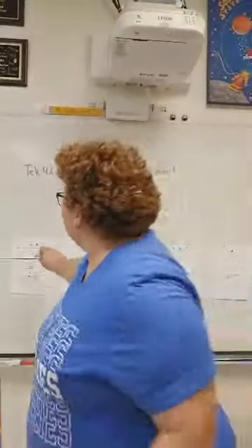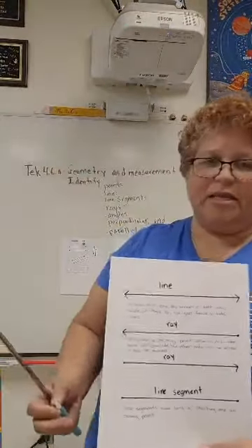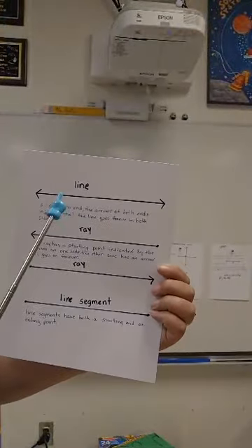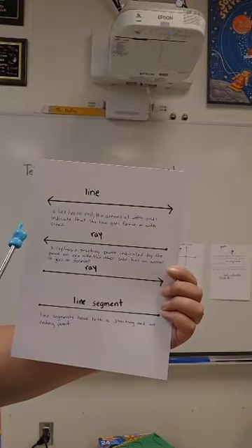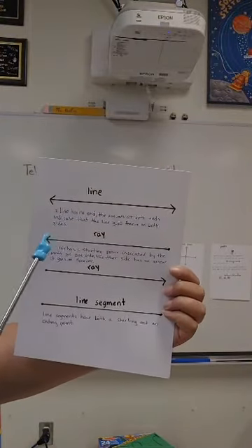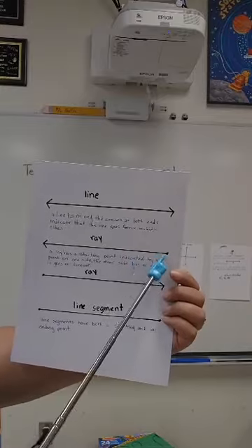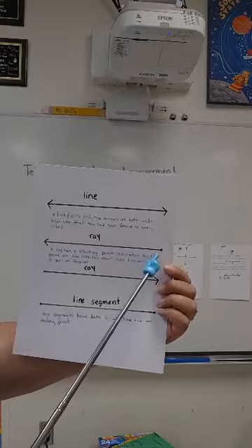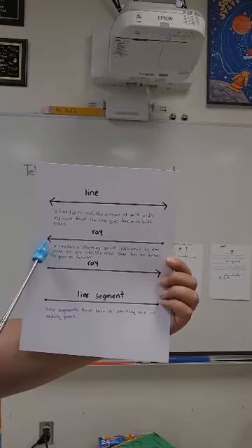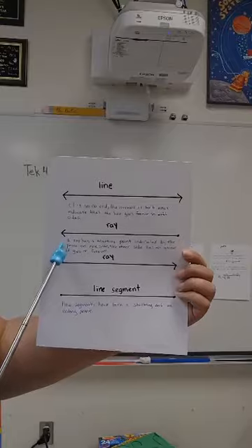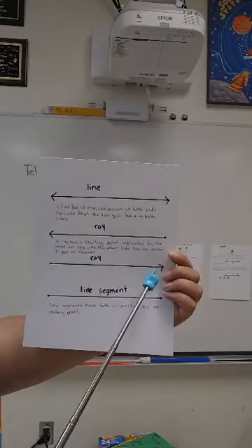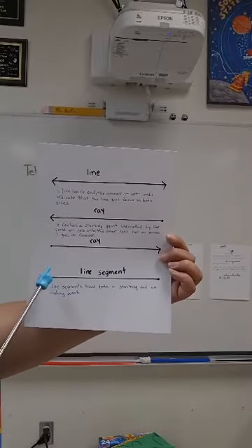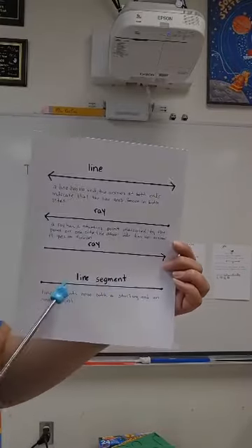Okay, so the first one I have is the line. A line has no end. The arrows at both ends indicate that the line goes forever in both sides. This is a ray. A ray has a starting point indicated by the point on one side. The other side has the arrow. The arrow, as we just read, goes on forever. This is another type of ray. It goes in the other direction. They are both rays. This is a line segment. The line segment has both a starting and an end point.